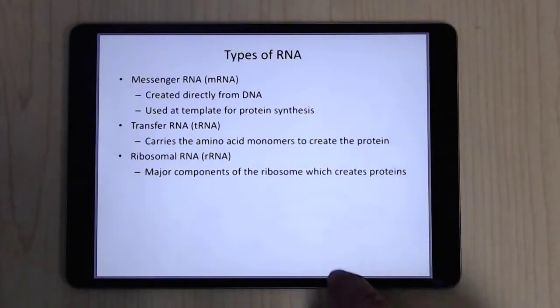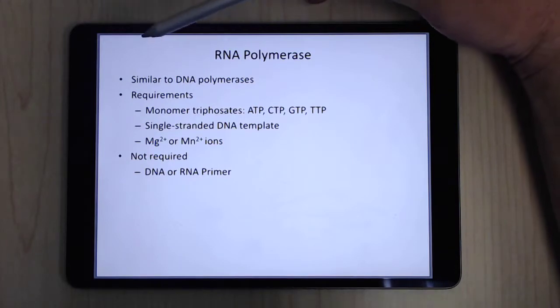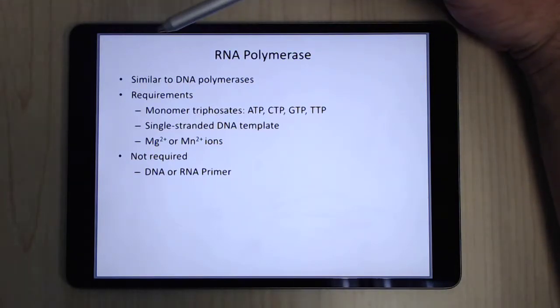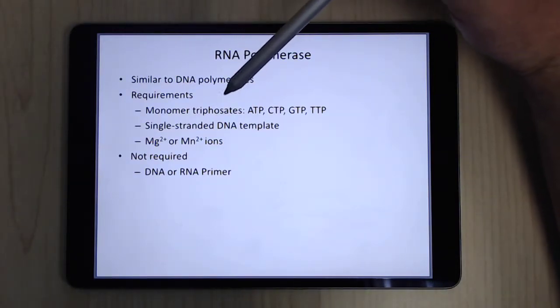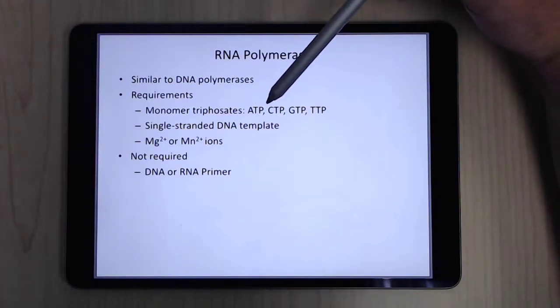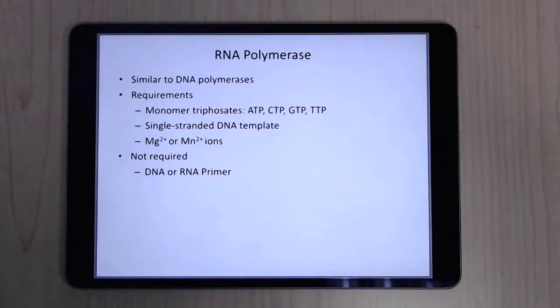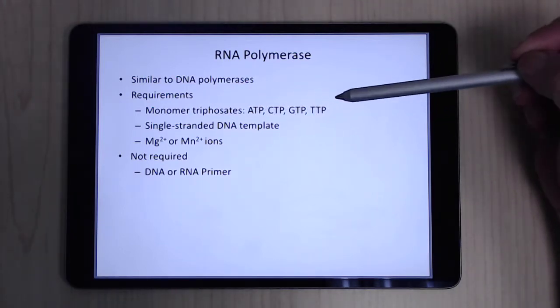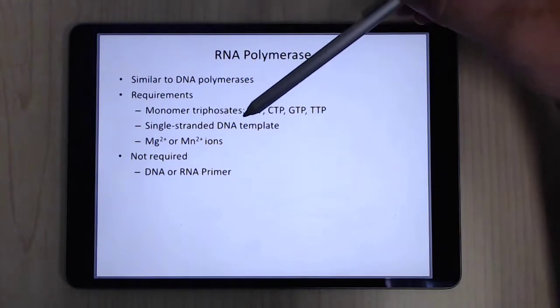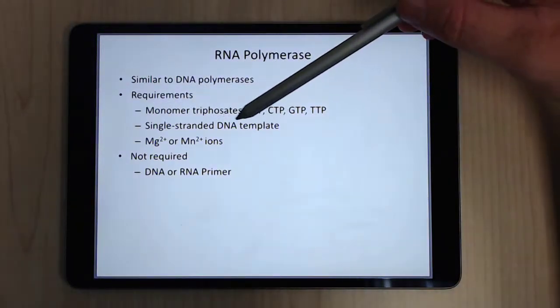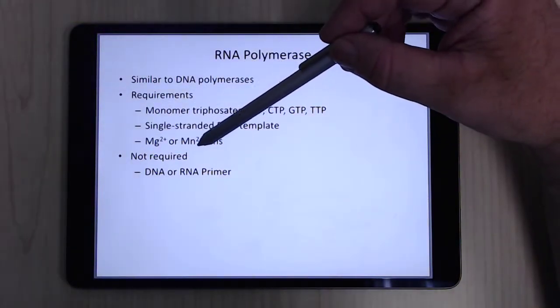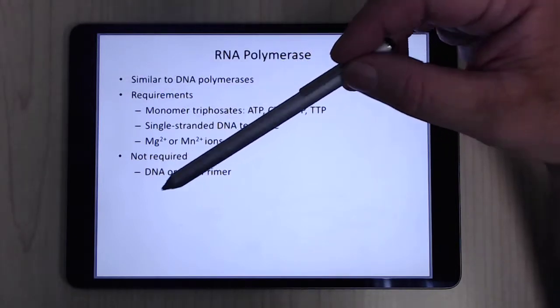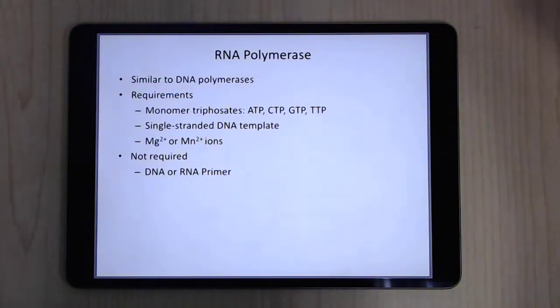So the first thing that happens is the RNA polymerase. This is going to be very similar to the DNA polymerase. You're going to need the nucleotide triphosphates. These are the regular ones, not the deoxy ones, so it's regular ATP, CTP, GTP, and UTP. Again, it's going to use that single-stranded DNA template, and you can use magnesium, although manganese can also work as well. The nice thing about this is you don't have to have a primer. The RNA polymerase can start from scratch. It can just go in and start making RNA.